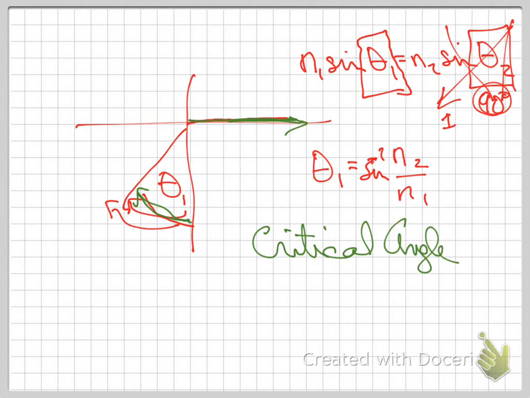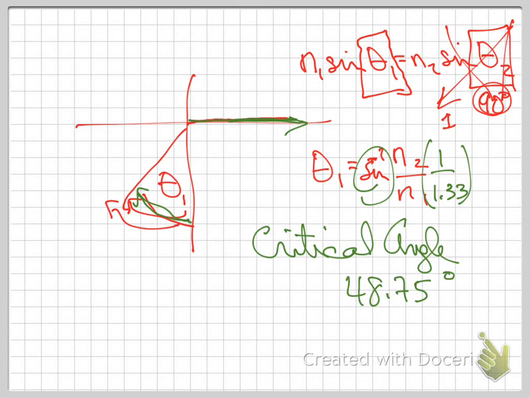And for water, if we do this inverse sine, let me quit this because I still have my error. The inverse sine of n2, which is 1, divided by 1.33, which is n1. If I do the inverse sine of that, I get 48.75 degrees. That's my critical angle for water to air. Sorry for the holiday motif here.